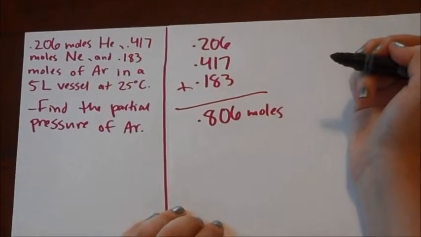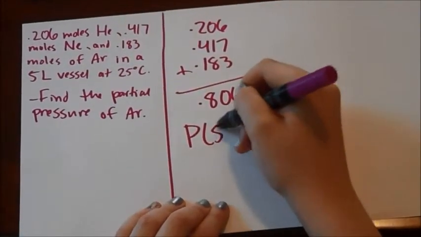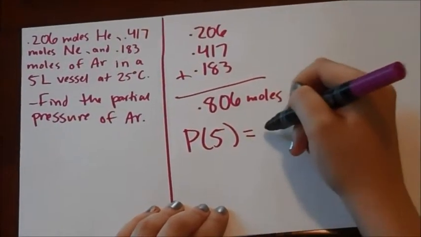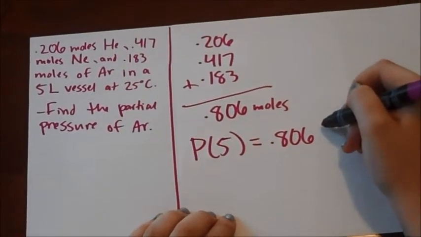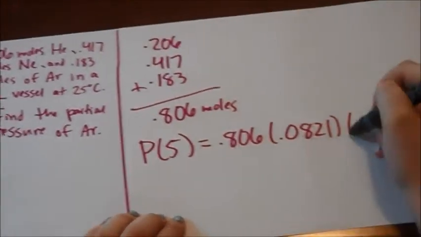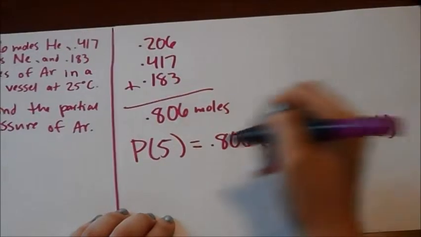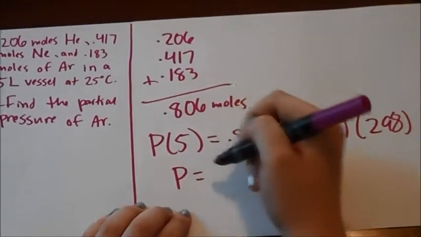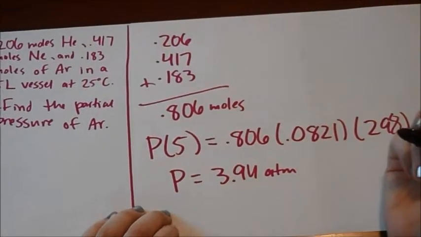Then you want to use PV equals nRT to find the total pressure, so you have P times 5, which is the volume, equals the total number of moles, 0.806, times the constant, 0.0821, times temperature in Kelvin, which is 298. And when you solve it all out, you get P is equal to 3.94 atm.